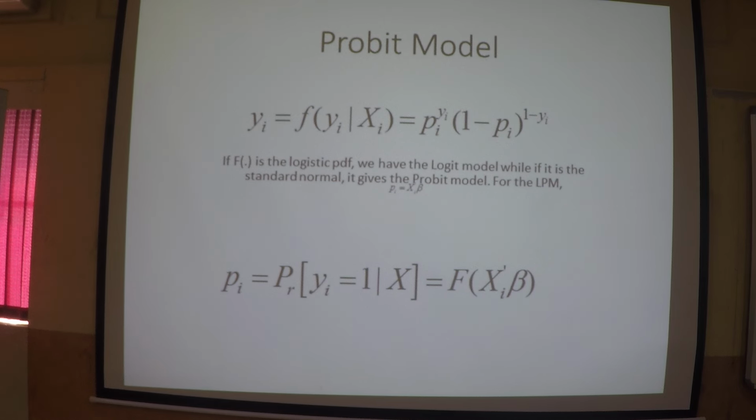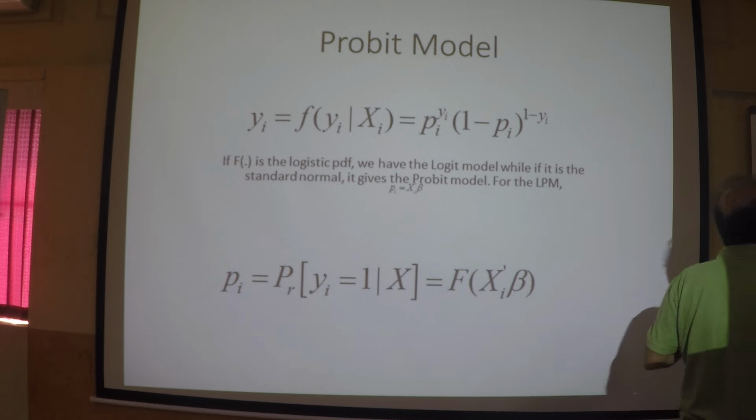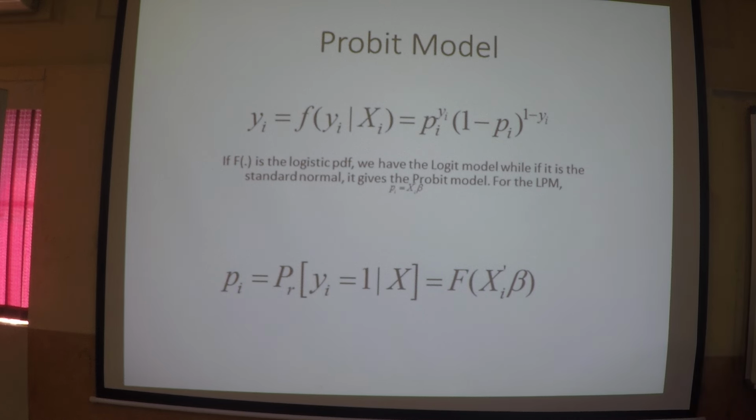The CDF is continuous, no? See, what we are saying is, we want the probability that y is equal to 1 to be a continuous function of xi beta, right? y being 1 or 0 is not continuous, but the probability that y is equal to 1 is, right?